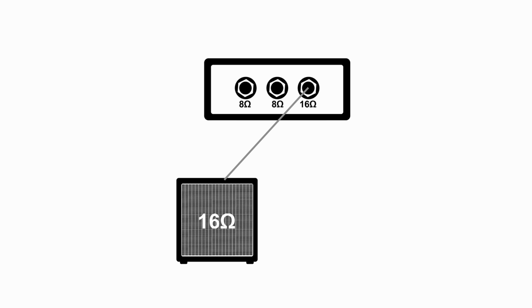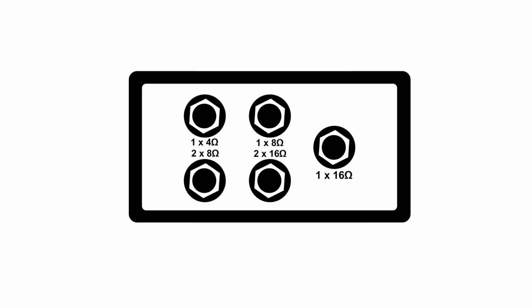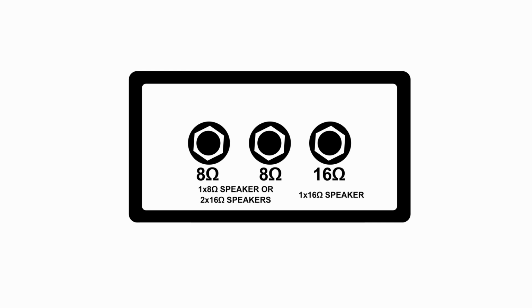Some amp manufacturers even help you out and make it harder for you to mess things up. For example, amps built by the likes of Marshall or Orange might have markings like these next to the speaker outputs, or like these.